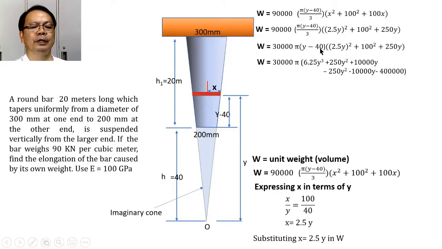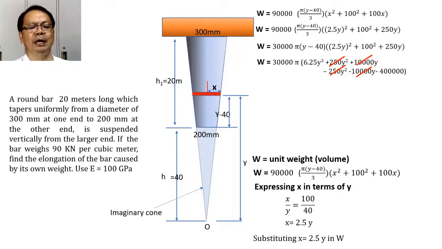While 40 multiplied by 100 by 250y is equal to 10,000y. And 40 multiplied by 10,000 is 400,000. And so you will notice that this y squared will cancel, will be 0, because 250 minus 250 y squared will be 0. Similarly, I will also have this one, 10,000y minus 10,000y will also be equal to 0.